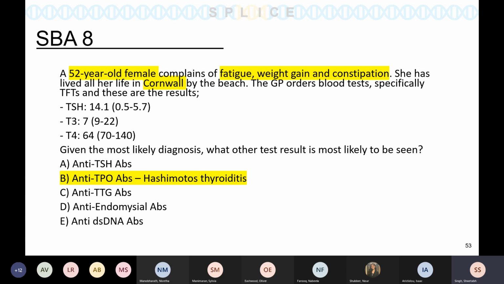Given the most likely diagnosis, what other test result is most likely to be seen? Now, because she's from the UK, she's got hypothyroidism, most likely she's got Hashimoto's thyroiditis. And as we saw before, an anti-TPO is your classic marker for Hashimoto's.